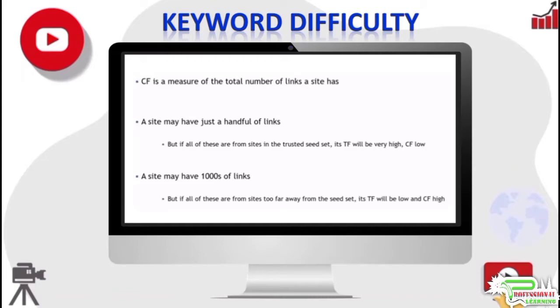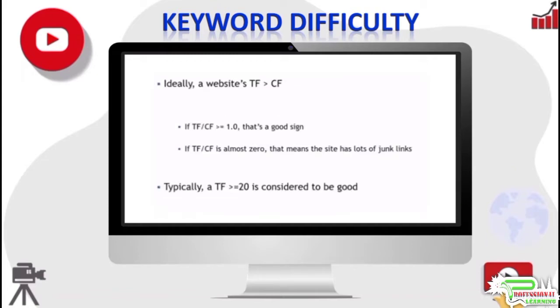If the ratio of trust flow to citation flow is 1 or greater, that's a good sign, as it means at least some of the links pointing to the site are from highly trusted sites. But if the ratio of trust flow to citation flow is almost zero, it means the site has a lot of links, but almost all of these are junk links. Typically, a trust flow of 20 or more is considered good.